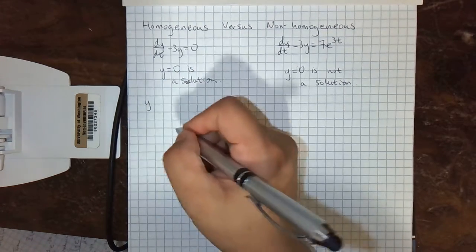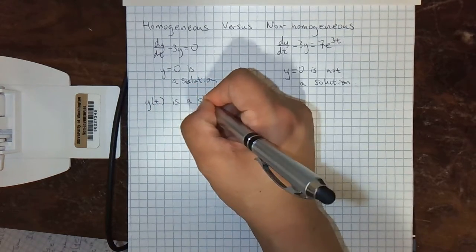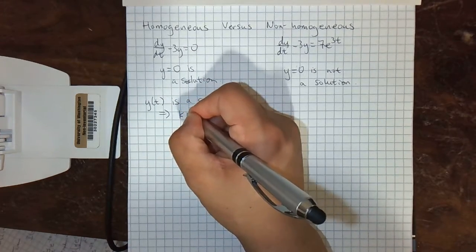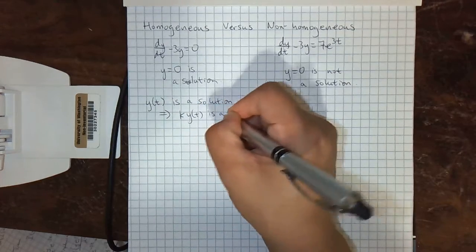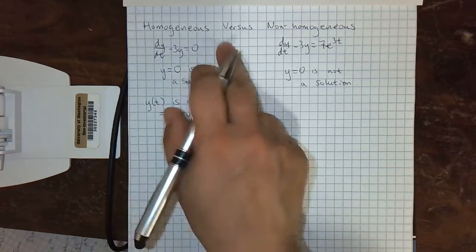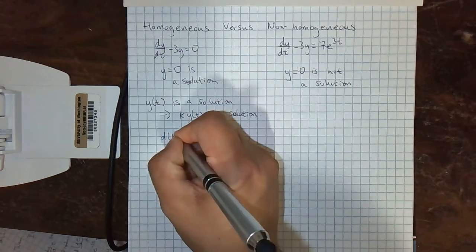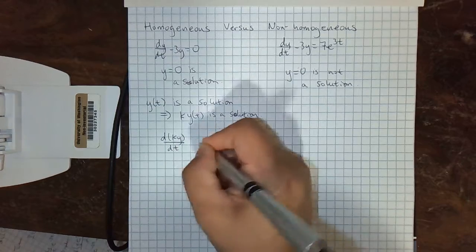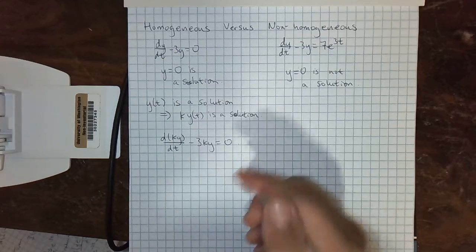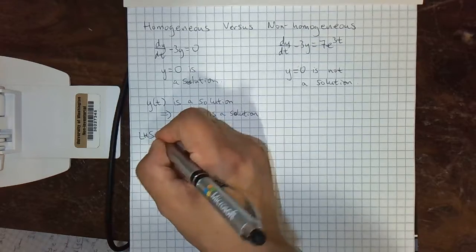The other good thing about homogeneous differential equations is if y of t is a solution, then some constant times y of t is also a solution. Check that out. You found some y that satisfies this. Let's just plug in k times y. You get the derivative of k times y with respect to t minus 3k times y. We don't know if it equals 0, so the left-hand side is this.